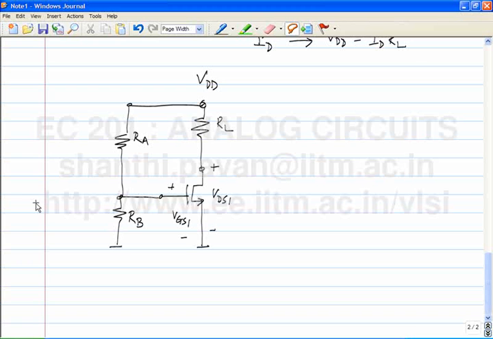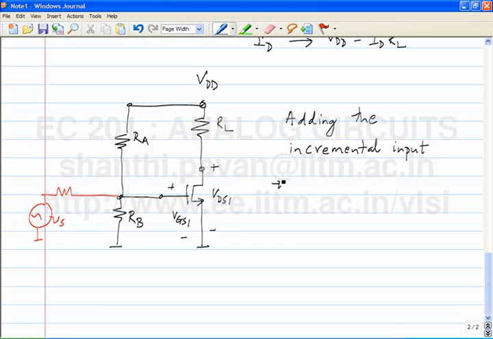Okay, one simple-minded idea, if I was a beginner, would be, I'd say, okay, why don't I connect the source directly? Does this work? When I say does it work, what does it mean? We should be able to add the incremental input without disturbing the operating point. So now if I did this, why will VGS change?